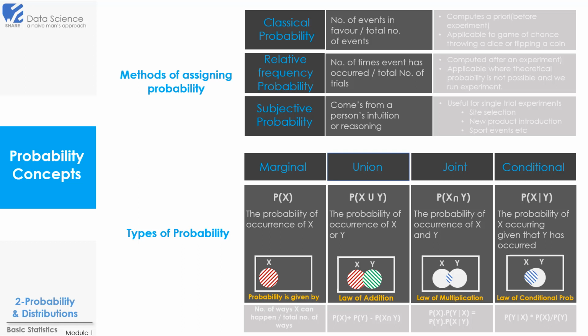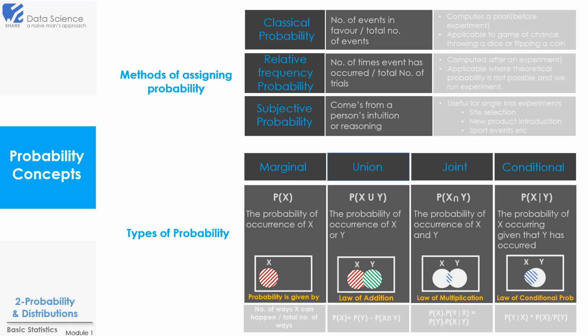Then we have joint probability, which is the opposite of the union. This is the probability of x intersection y, which means the probability of occurrence of x and y, and is given by P(x) · P(y|x), which is also equal to P(y) · P(x|y). Now this is called the law of multiplication of probability. Here P(x|y) is called the probability of occurrence of x given that y has occurred. This is also the fourth type of probability, that is called conditional probability.